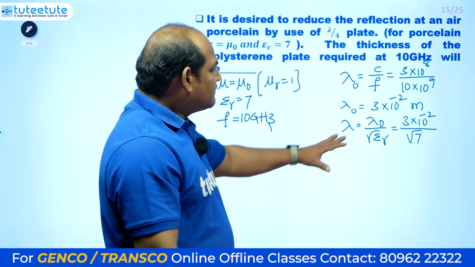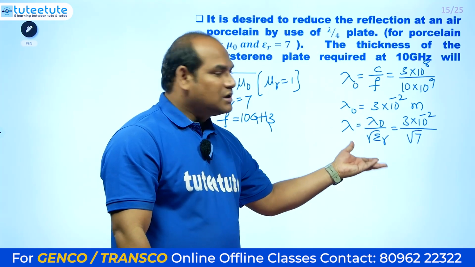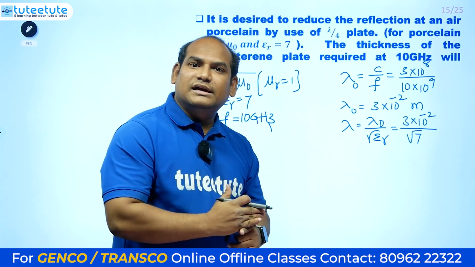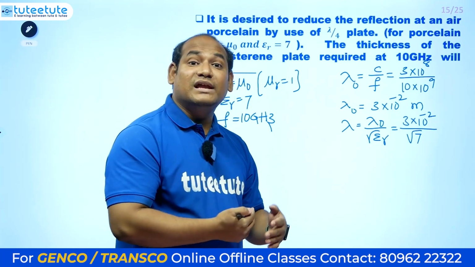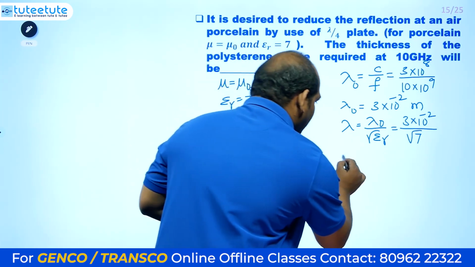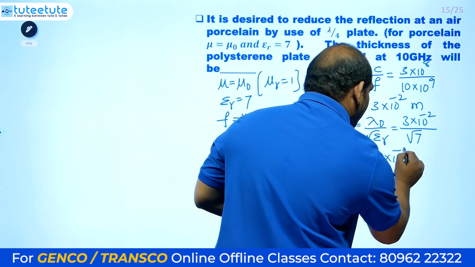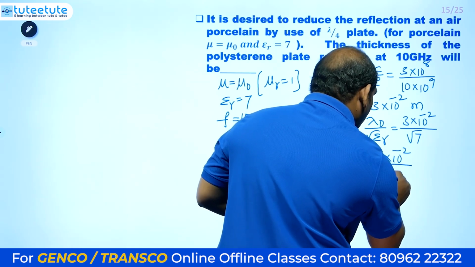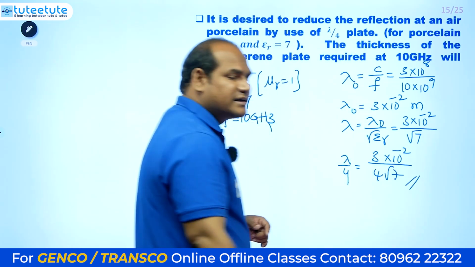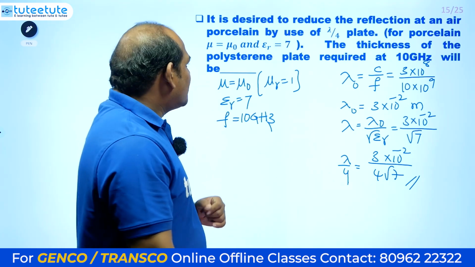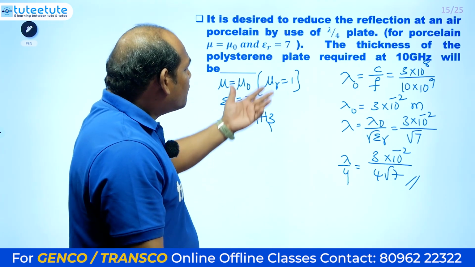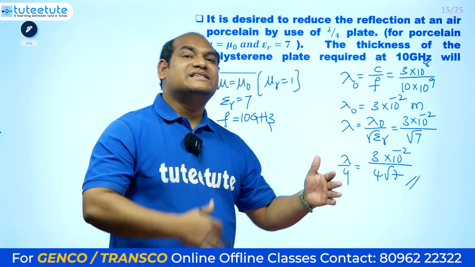So the wavelength will be reduced now. Next, what we need to calculate is that the particular plate should be of length lambda by 4. So lambda by 4 we have to calculate. It is equal to 3 into 10 power minus 2 by 4 root 7. So this is what we need to calculate in this way. Now you may get a doubt: why have they taken lambda by 4 only? So there is a concept.